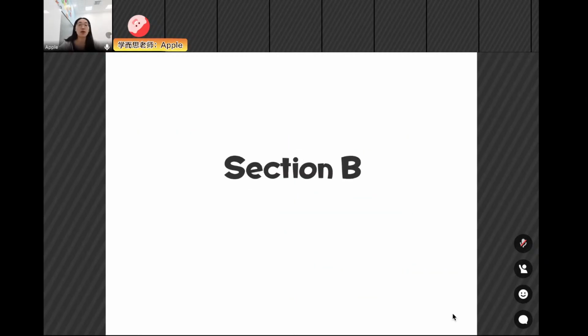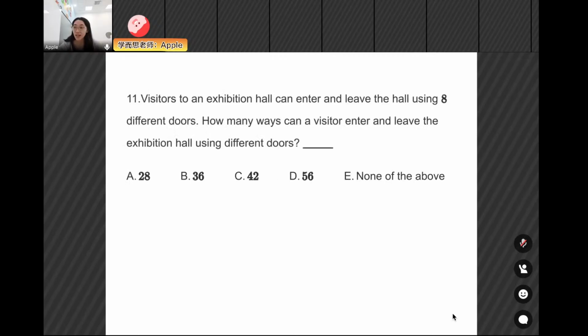So this is for section A. I think section A should still be very basic for you, right? Okay, and then let's move on to section B. Section B: visitors to an exhibition hall can enter and leave the hall using 8 different doors. How many ways can a visitor enter and leave the exhibition hall using different doors?